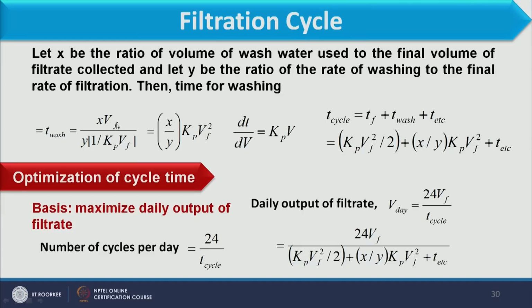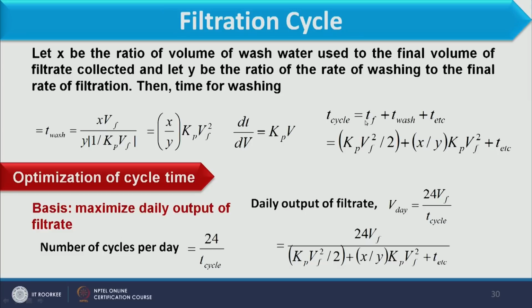So, the time required for washing is T wash equal to X Vf by Y times 1 by Kp Vf. Now, X Vf is the volume of wash water, since Vf is the final volume of filtrate collected and it is multiplied by X, and similarly Y into 1 by Kp Vf. If you see the filtration equation, dV by dt is the rate of filtration, so its value is 1 by Kp V, and Y is the ratio. So, this complete factor gives the rate of filtration, and T wash is X by Y Kp Vf square.